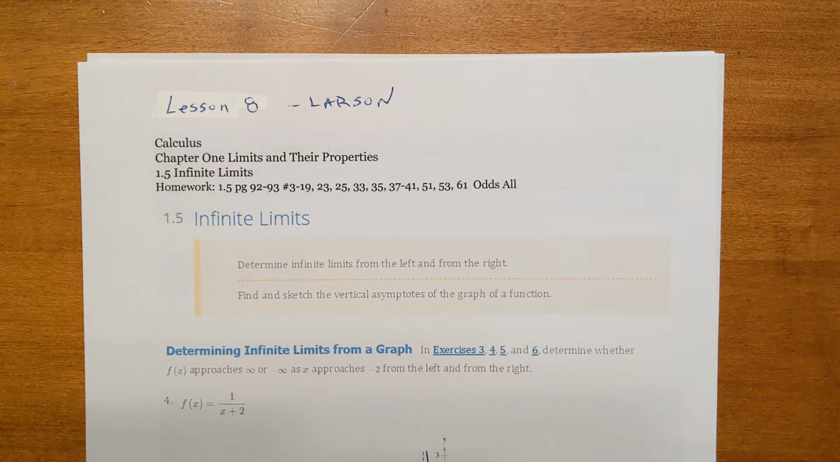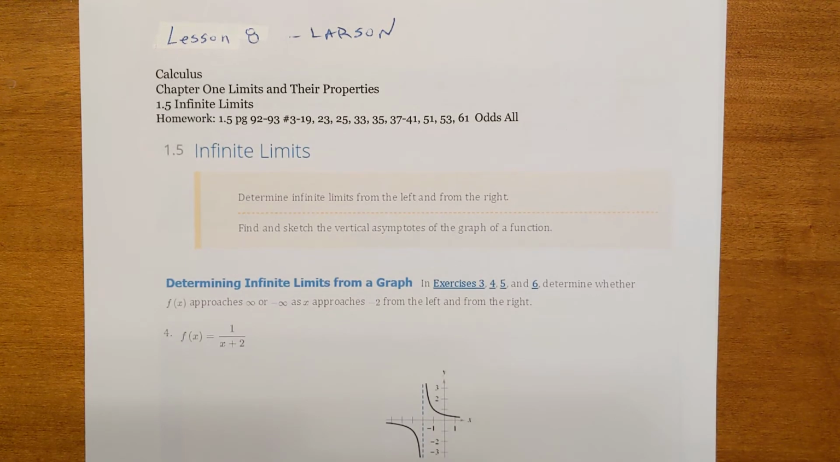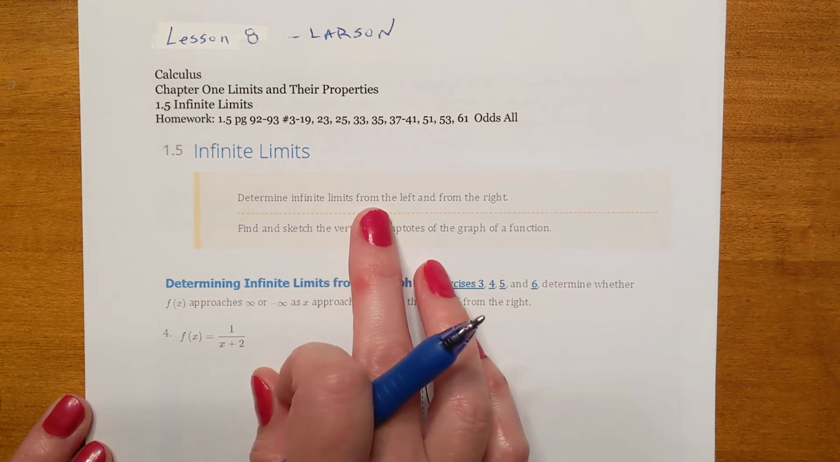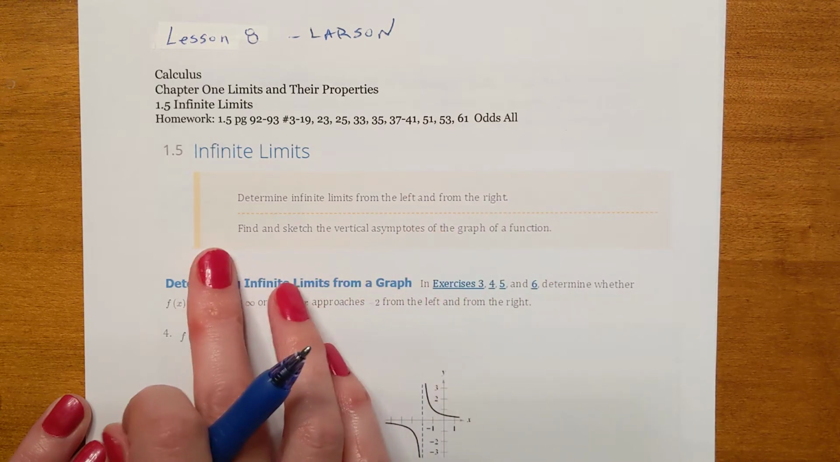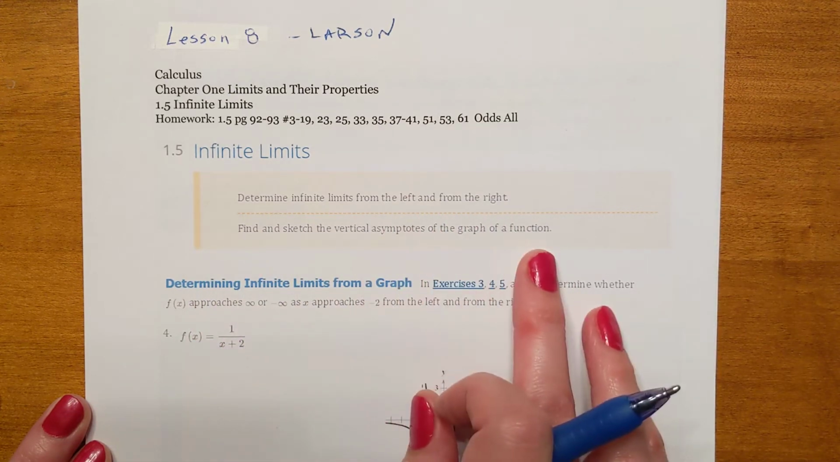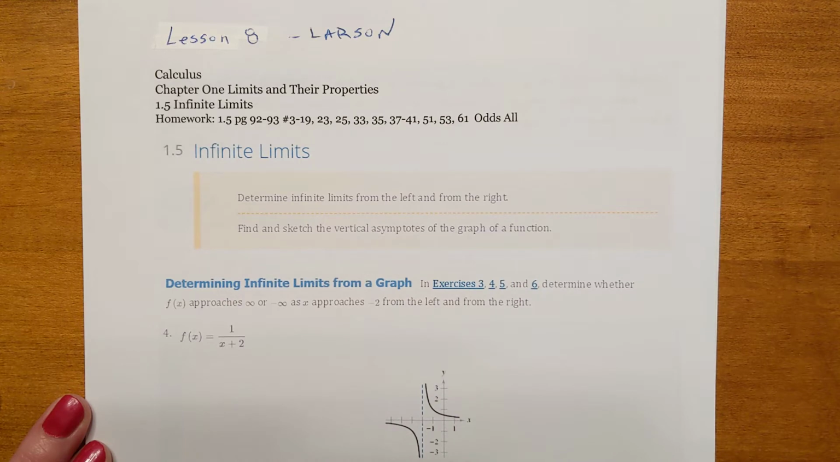Lesson 8, Calculus AB using a textbook by Larson. We're on Chapter 1, Section 5, Infinite Limits. All right, so the goals here with infinite limits are to determine infinite limits from the left and from the right, and to find and sketch the vertical asymptotes of the graph of a function.